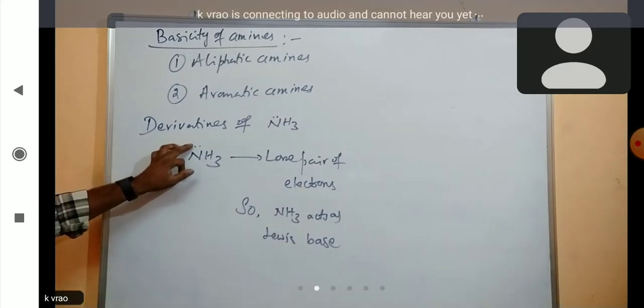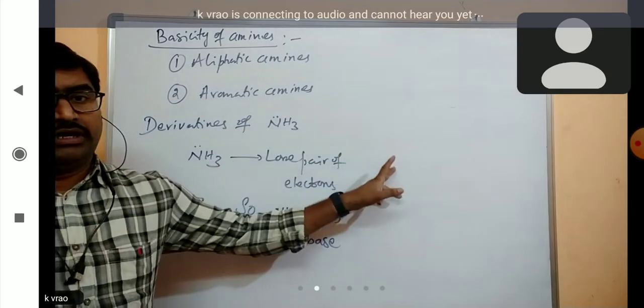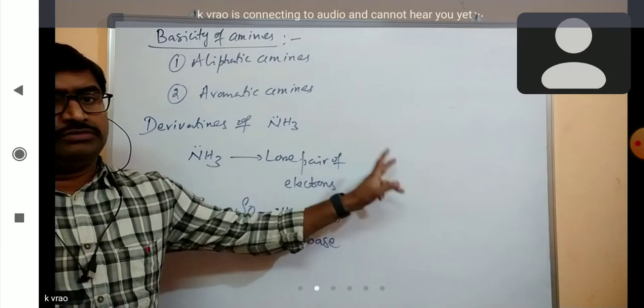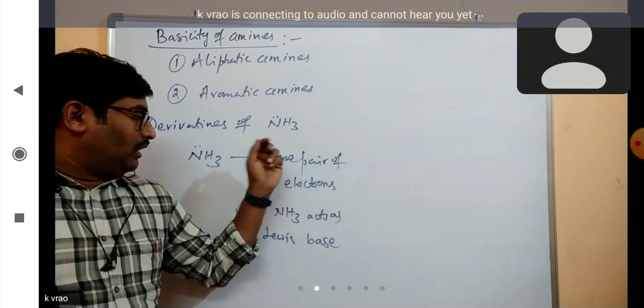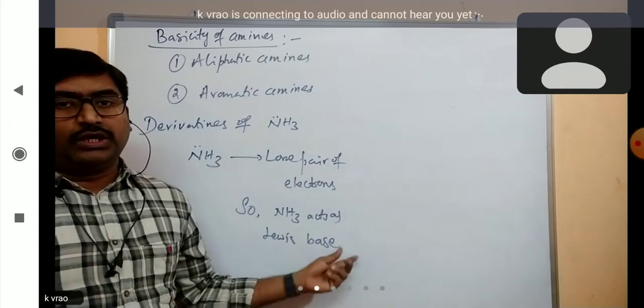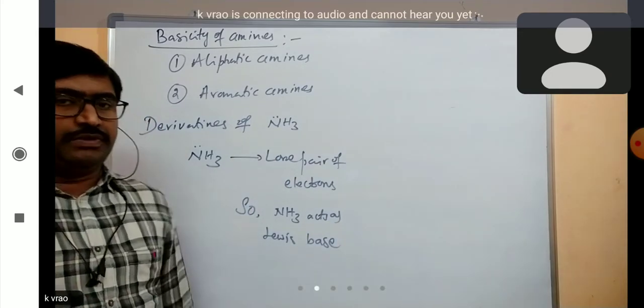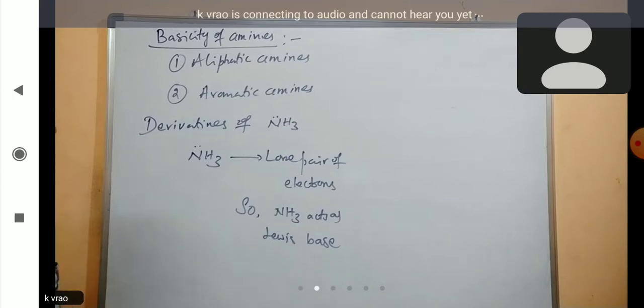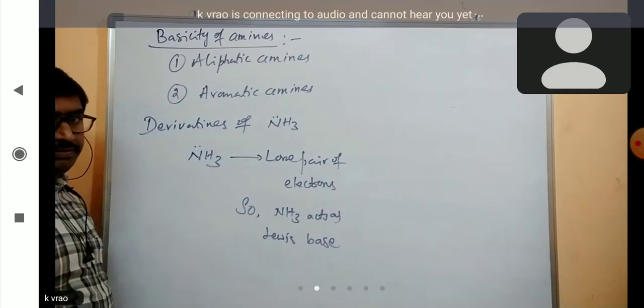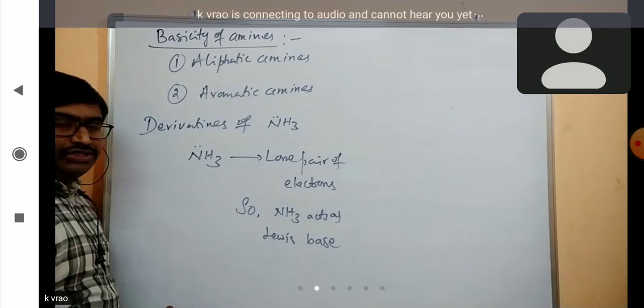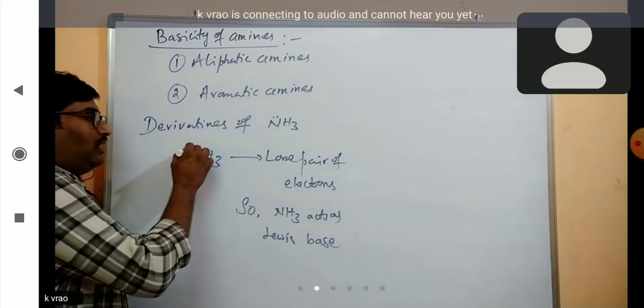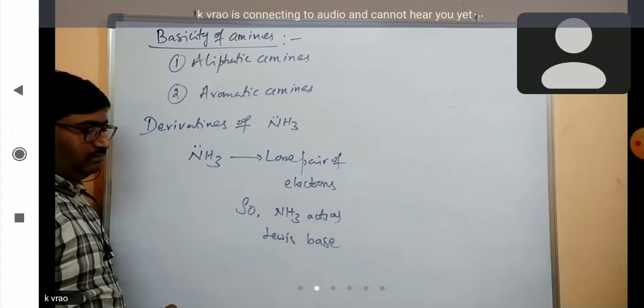To donate the lone pair to electron deficient molecules, ions or atoms, NH3 acts as a Lewis base. The lone pair donor is called the Lewis base. Simple acid base definition: lone pair donor is called Lewis base, and the lone pair acceptor is called the Lewis acid. So the ammonia molecule acts as a Lewis base.